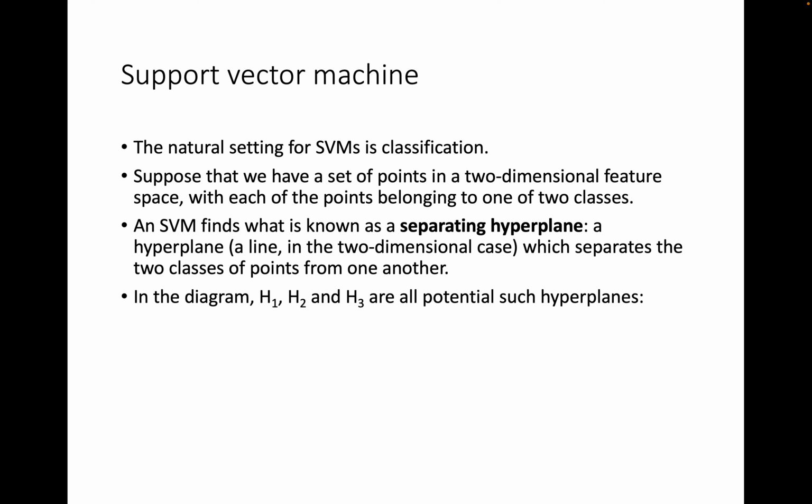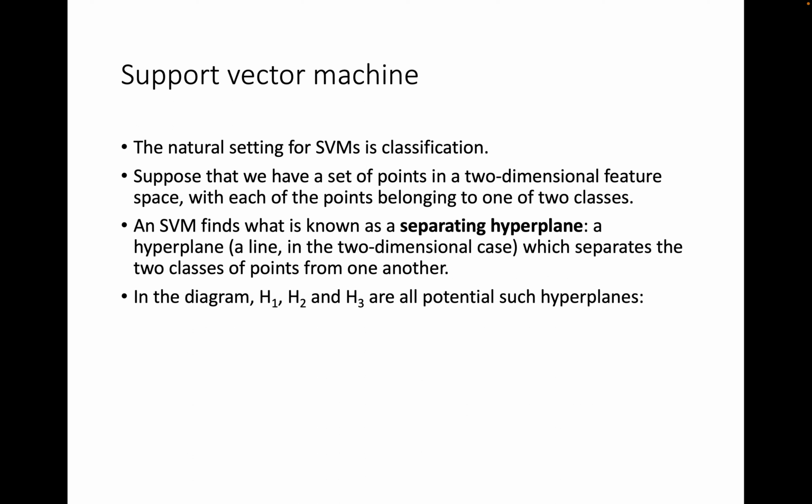Suppose that we have a set of points in a two-dimensional feature space. It is a 2D data space, a graph with X and Y axis, with each of the points belonging to one of two classes. Okay, there are two types of classes, and all the points that exist belong to one class.